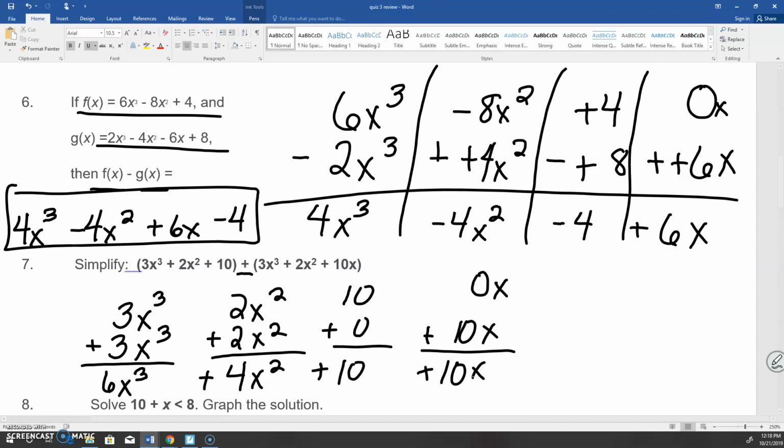Is it in the right order? I need my biggest exponents down to my smallest. So I should have a positive 6x cubed, a positive 4x squared, then put my 10x, and then put my 10.